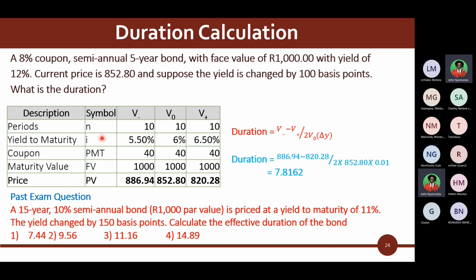To put everything in the table, in this question it's a semi-annual 5-year bond. So our N in this case is 10, 5 times 2. Remember that semi-annual story which I was talking about? With a face value of 1,000, our FV becomes 1,000 here. Remember we are saying V naught before the change. With a yield of 12%, but because it's semi-annual, the yield becomes 6 here. Our PMT, what is the coupon? 8% of 1,000 is 80. 80 divided by 2 is 40.